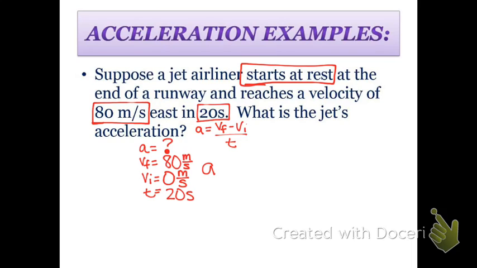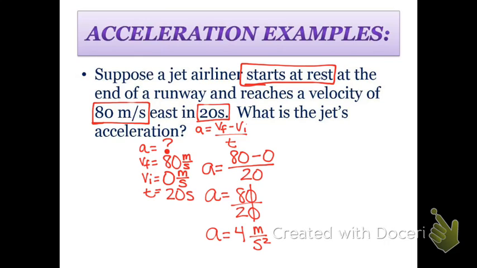So that means that a is equal to my 80 minus 0 over 20, or just 80 divided by 20, or mathematically it's just 8 divided by 2, which is 4. We solved for a, so that means you're going to have a label of meters per second squared. Okay? Alright, let's try another one.